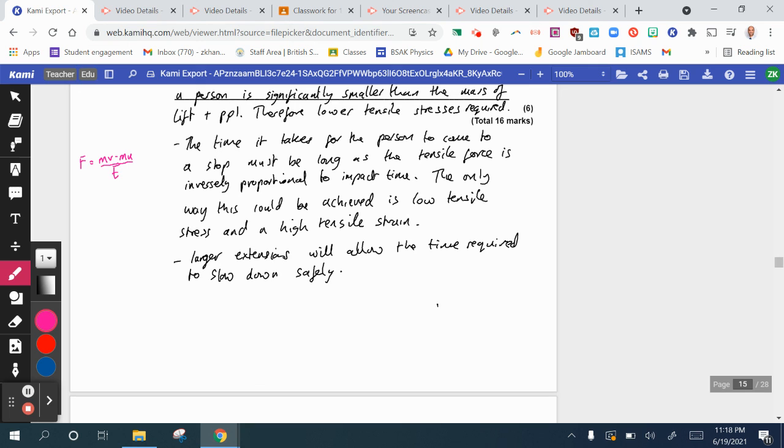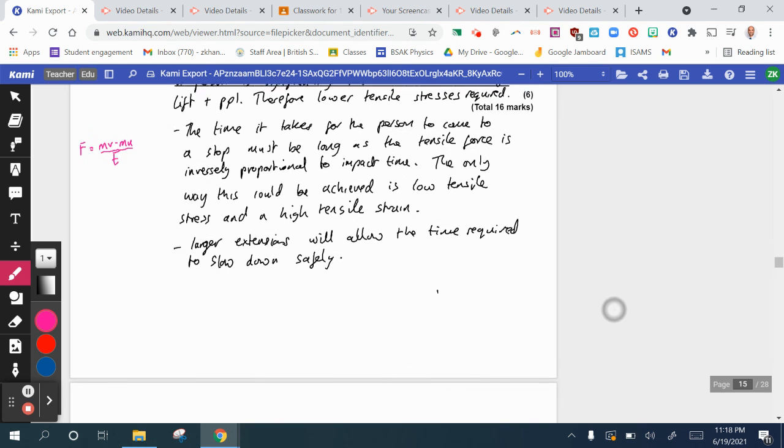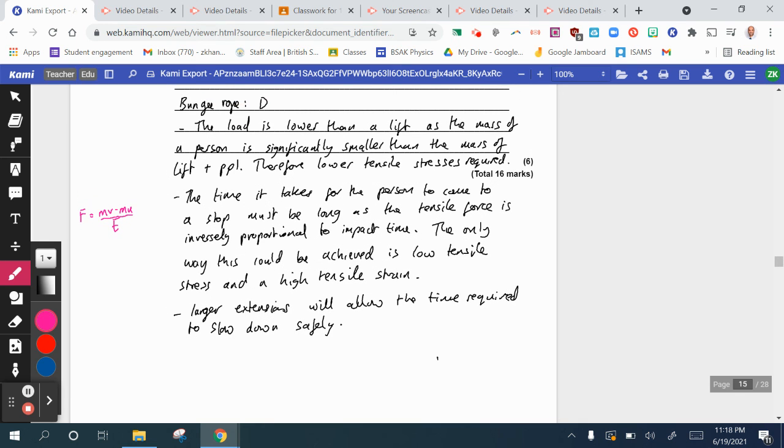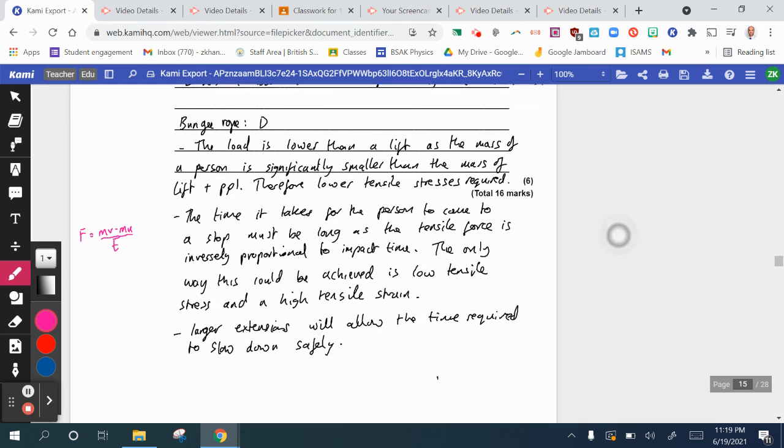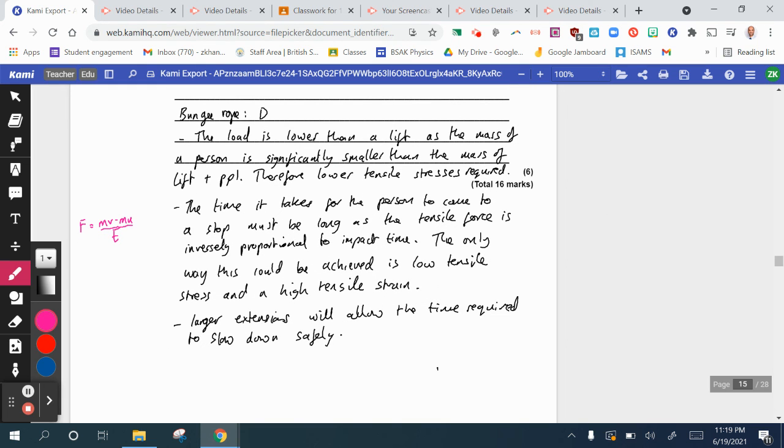And the last point I mentioned is that a large extension will allow the time required to slow down safely as well. So that's an additional point that you can throw in. There are more points on the mark scheme, so if you want to have a look at the mark scheme for more points, you can.